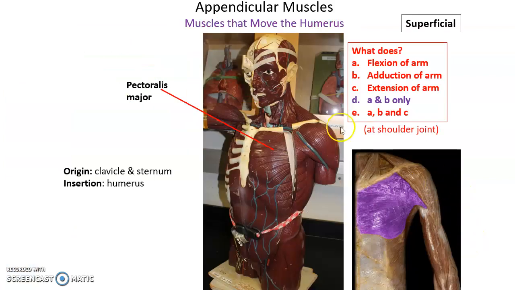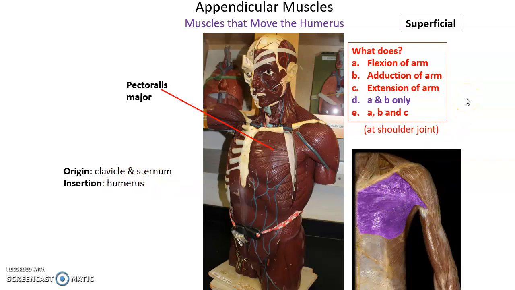Then we have muscles that move the humerus. So moving on to muscles that move the humerus, they insert into the humerus. We have pectoralis major. This is an anterior muscle. It's relatively large, and it inserts into the humerus, toward the front of the humerus. Its origin is the clavicle and sternum, its insertion is into the humerus.